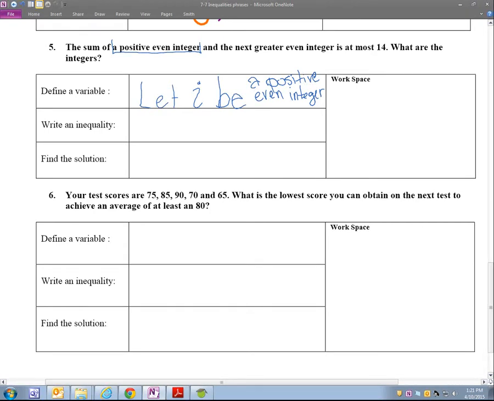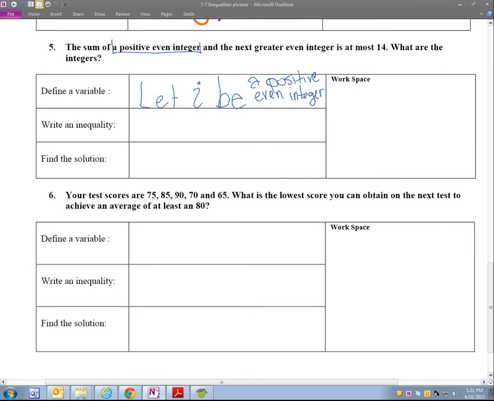I mean, what does positive mean? Above 0, good. Even includes. Okay. And an integer is those two things. How often does a positive even integer happen? Beautiful. So it's every other number.